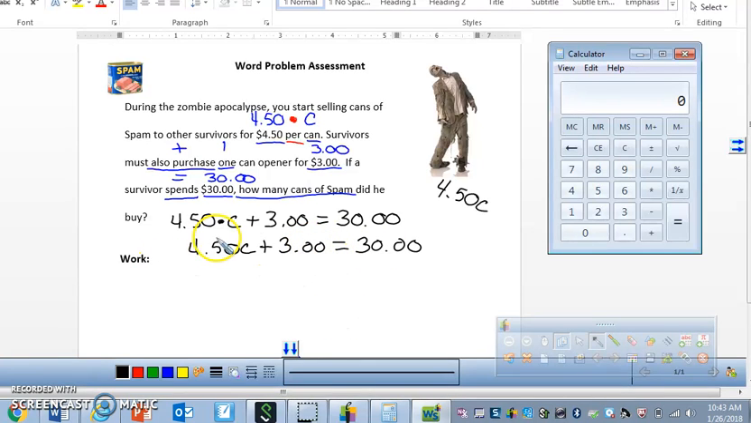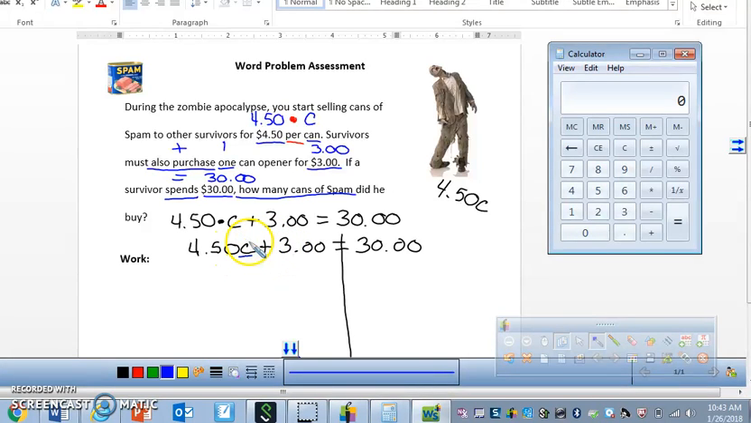So now I have my equation, and if you remember, this is a two-step equation. We already learned how to solve these two-step equations. So the first thing I'm going to do is draw a line down through my equal sign. And this tells me which side I work on. I always work on the side of the variable. And since the variable right here is on the left side, that's where I'm going to start. So now I have $4.50C plus $3.